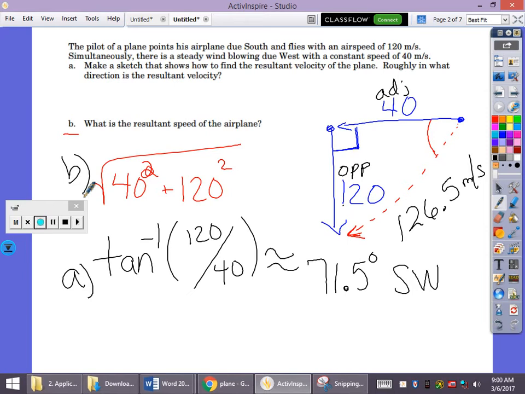Question? No, the speed is this 126. Because question A said, roughly in what direction is the resultant vector? So the angle is the direction. And then this is the speed. Yes?